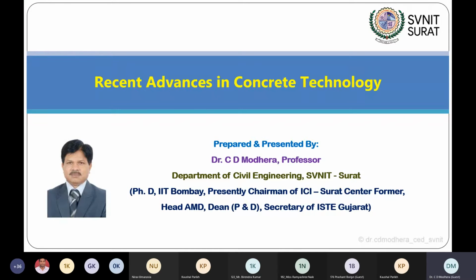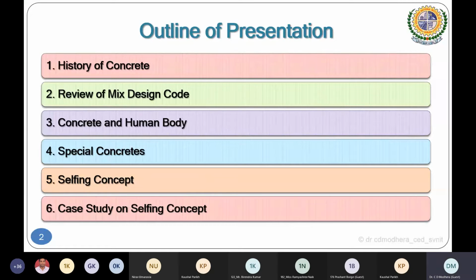This subject is vast. Let me first clarify the outline of the presentation. Whenever you are writing a thesis or presenting a seminar, the first chapter always is the introduction, and then the subsequent ones. Similarly here, so far as concrete is concerned, the history of concrete needs to be understood. Then mix design, what is it? Then it can be related with the human body, as far as its nature or behavioral part is concerned.